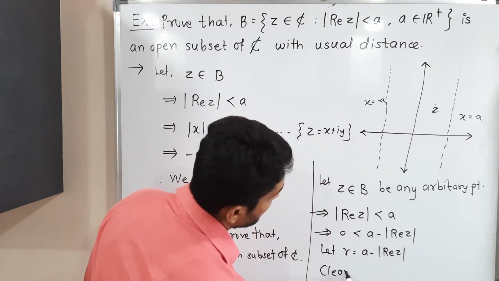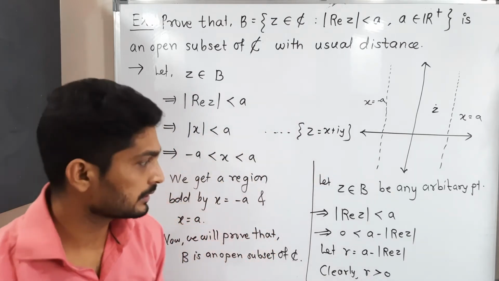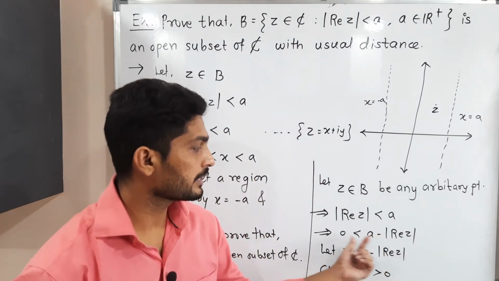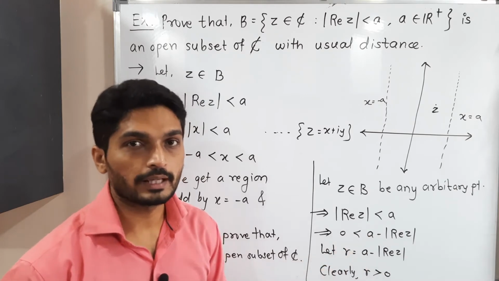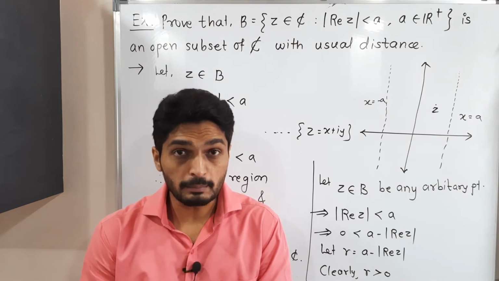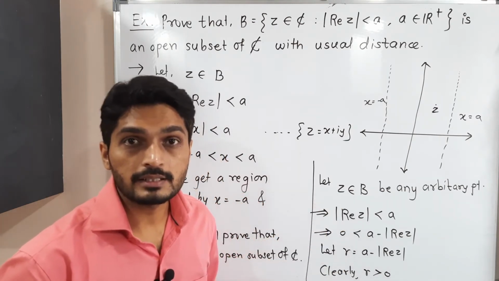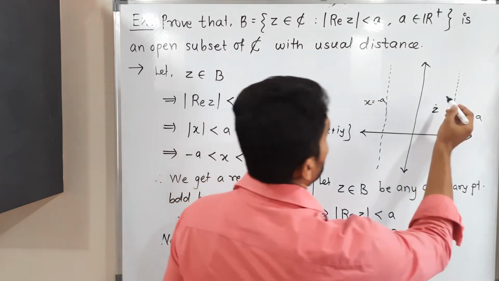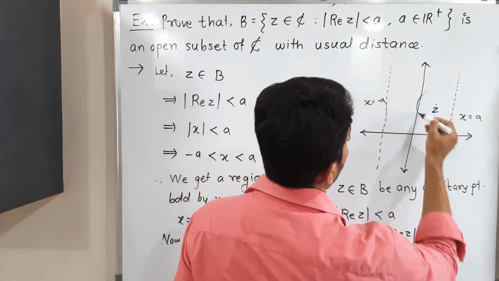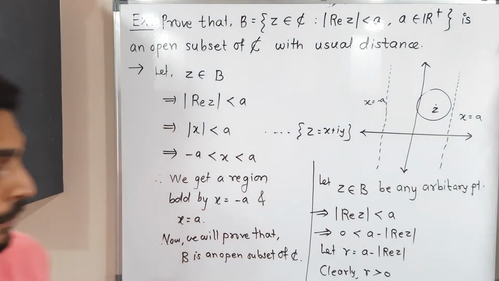Then clearly r is greater than 0, because we have already written that this is greater than 0 and we have called it r. So now my claim is that the open ball with center z and this radius r will entirely lie inside this set B. This thing we are going to prove. Make a screenshot of it. After that we will go further.